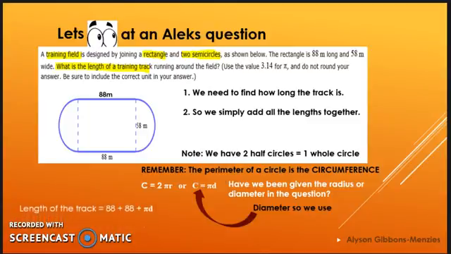So let's add up the lengths. We've got 88 plus 88 plus pi times the diameter. This is 176 plus 3.14 times 58, which is the diameter. So our final length of the track is 358.12 meters long.